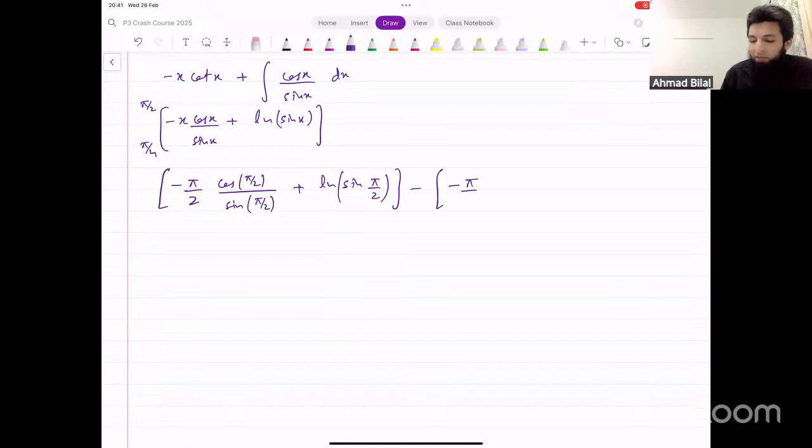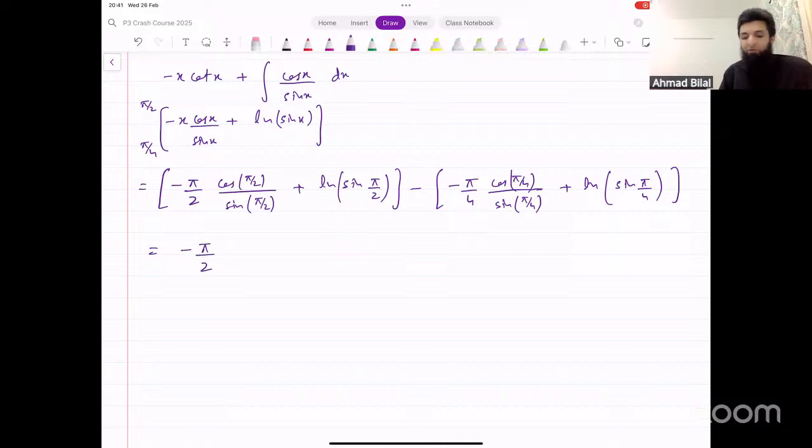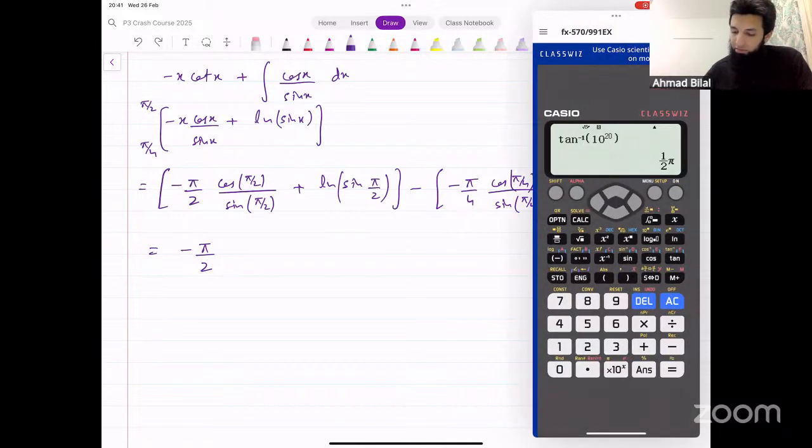So that's minus pi over 4 into cos of pi over 4 divided by sine of pi over 4 plus ln of sine of pi over 4. Let's simplify this now. Minus pi over 2. What's cos of pi over 2? Cos pi over 2 is 0. You can check that from your calculator. So we have minus pi over 2 into 0 over 1, whatever that is, all of this becomes 0.